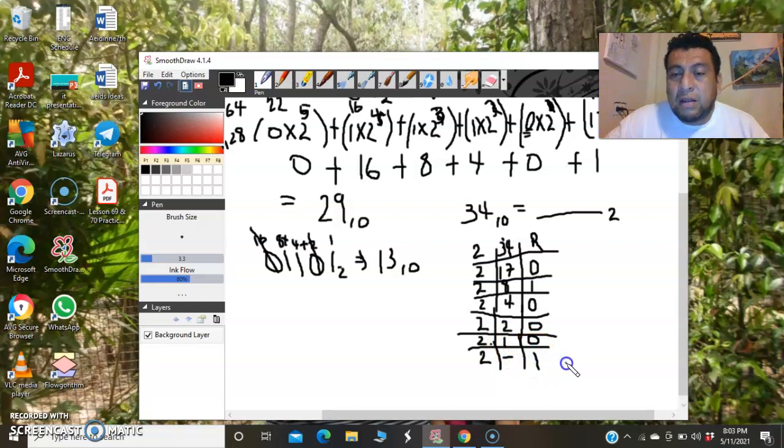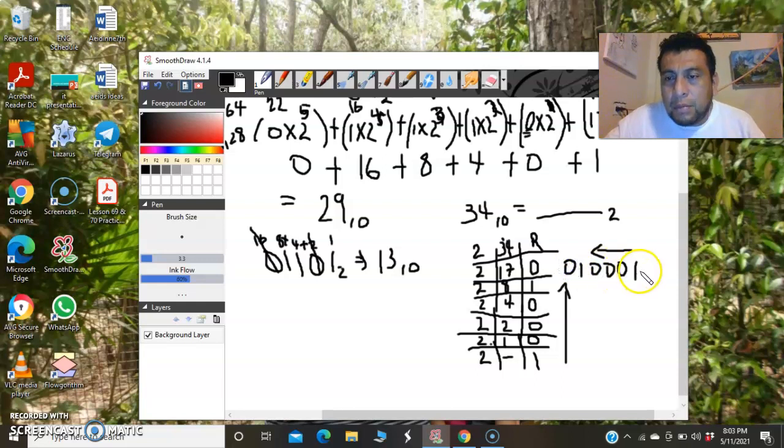So how do you write it? From top to bottom, right? From right to left. Let's see, I hope that I have that correct. Okay, so it would be 1, 0, 0, 0, 1, 0, base 2. This should be my answer in base 2. Let's see if that is true.